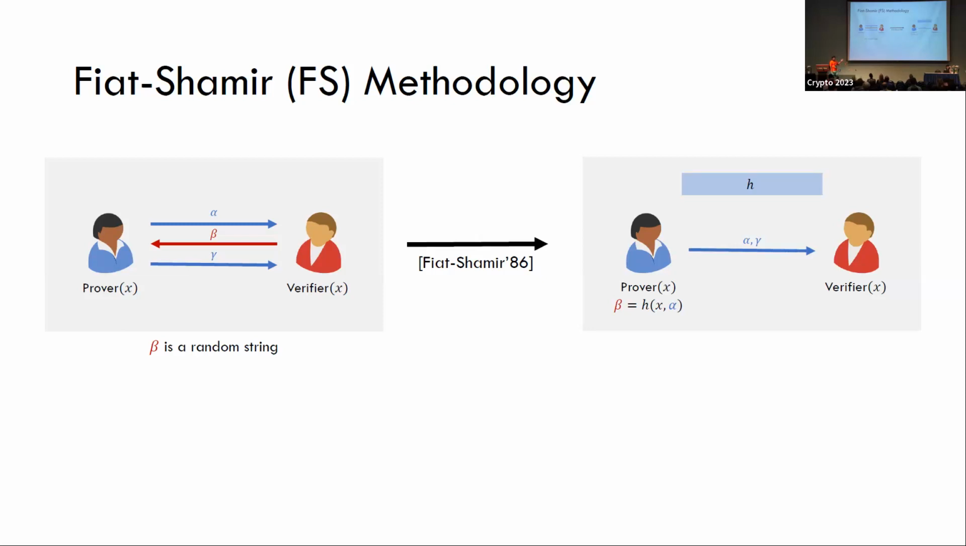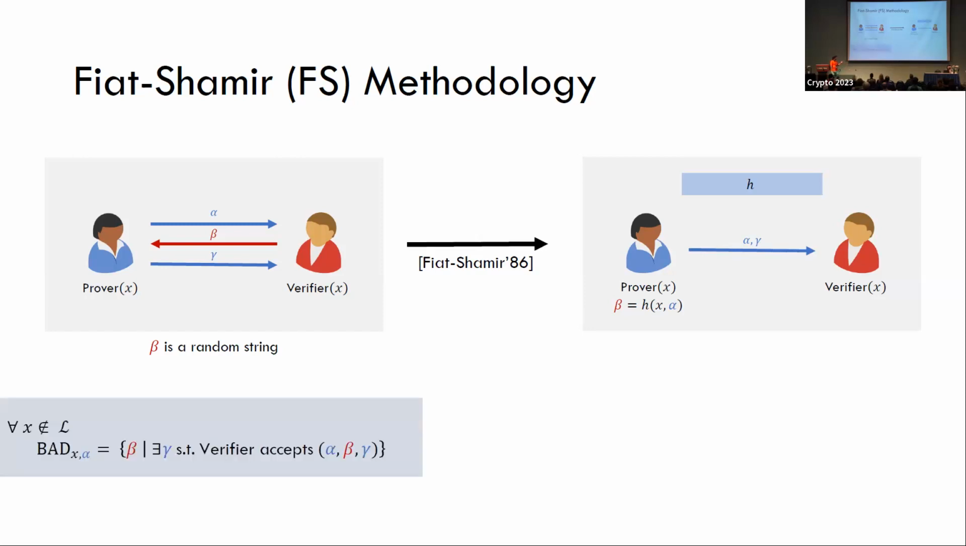This protocol has been shown to be secure in the random oracle model, but since we're interested in standard cryptographic assumptions, how does one actually prove that this transformation is secure? For this, we mainly care about statements that are false, and we don't want a cheating prover to prove false statements. So we define the set of what are called bad challenges. A verifier's challenge is said to be bad if the prover can come up with a third message that makes the verifier accept.